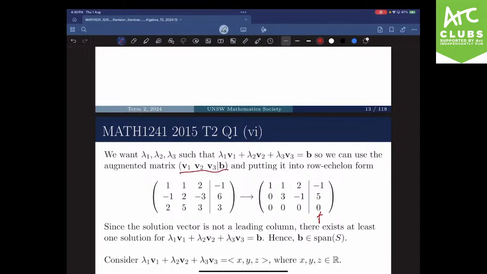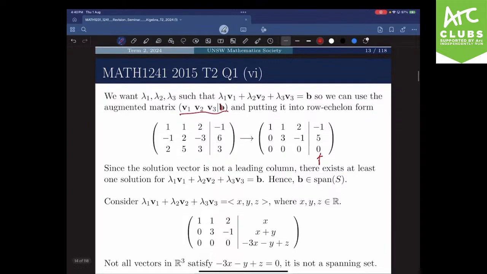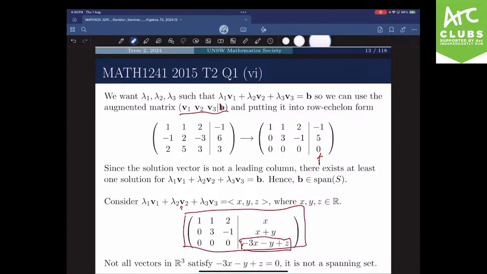But we note that if instead of b here, we consider some arbitrary vector x, y, z, then if we row reduce it, we get this matrix here. But this only has solutions if this expression here is equal to 0. We know that not all vectors satisfy this expression, so not all vectors could be in the span of v1, v2, v3. And since not all vectors could be in the span of v1, v2, v3, we can see that it's not a spanning set. So any questions?